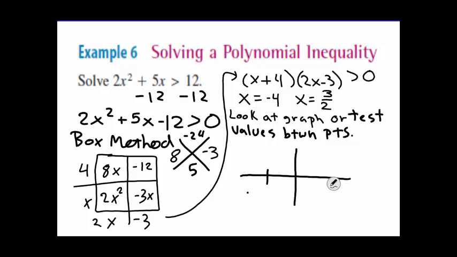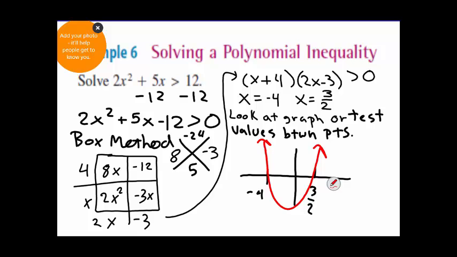Alright, so this is just a quick sketch of the graph. We know it crosses at negative 4 and 3/2. And again, notice the inequality in our problem says greater than 0. So we're worried about where it's above 0.